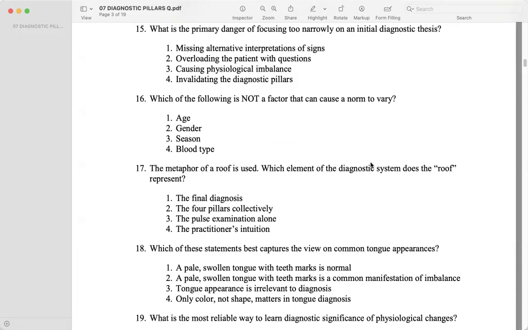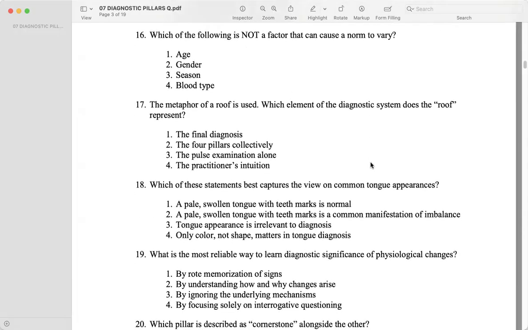Blood type. Yeah. The metaphor of a roof is used. Which element of the diagnostic system does the roof represent? The final diagnosis. Okay. Correct. Yes, correct.